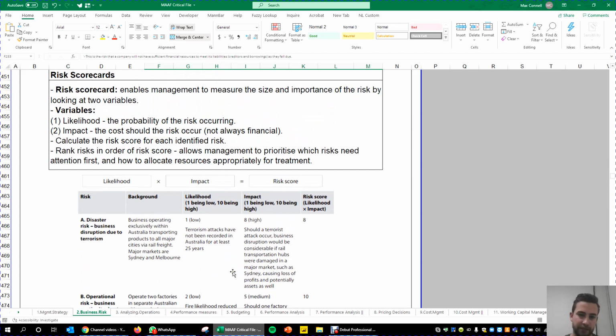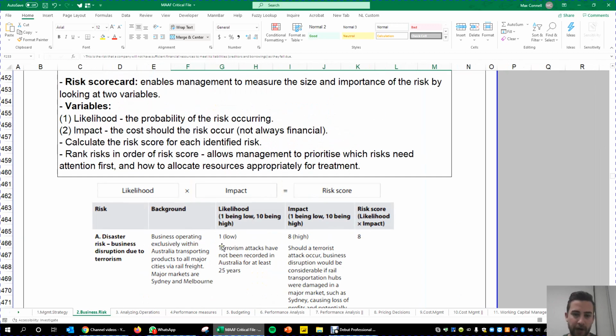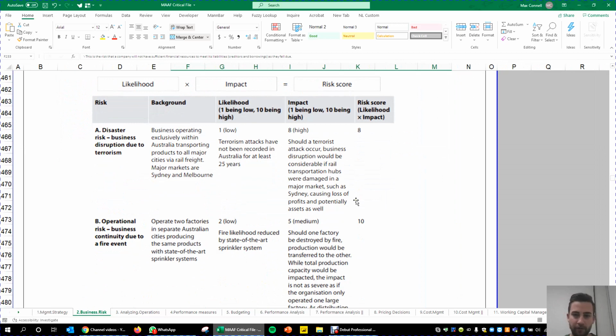Now, the other element to this is impact. So if this did happen, how bad would this be, basically? So a terrorist attack would be very high. So the impact of that would be very high. So you'd have damage to infrastructure, you'd have loss of profits, you'd have damaged consumer sentiment, the stock market might go down and so forth. So very high impact. And basically what we do is we multiply the two together, and that equals our risk score. So for example, the terrorism, low likelihood, we've given it a 1 score. High impact, 8. So basically we times 1 by 8, and that gets our risk score, so 8.